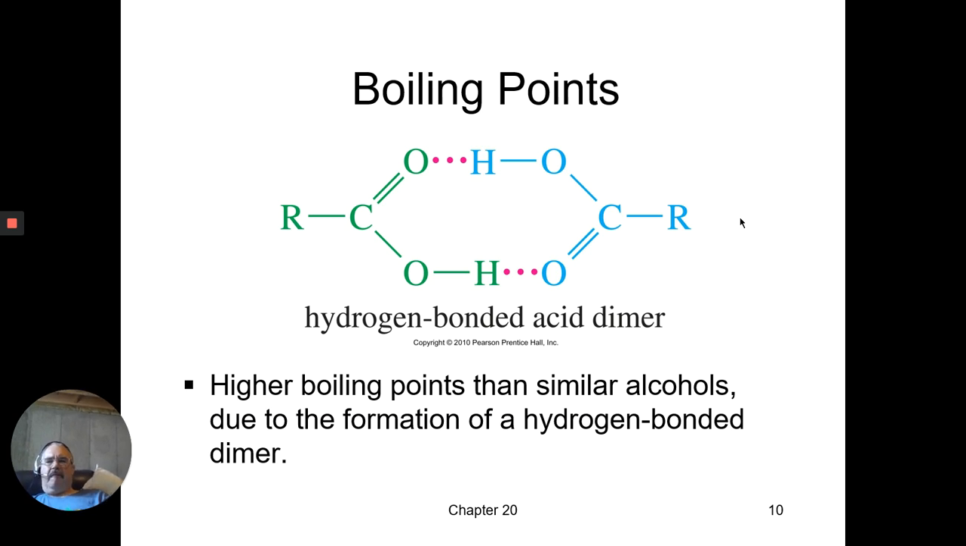Carboxylic acids have higher boiling points than most other functional groups of similar molecular weight. They have higher boiling points than similar alcohols. They can form hydrogen-bonded dimers, as shown here. These dimers are strong enough that, for the smaller carboxylic acids, they're actually intact even in the gas phase.